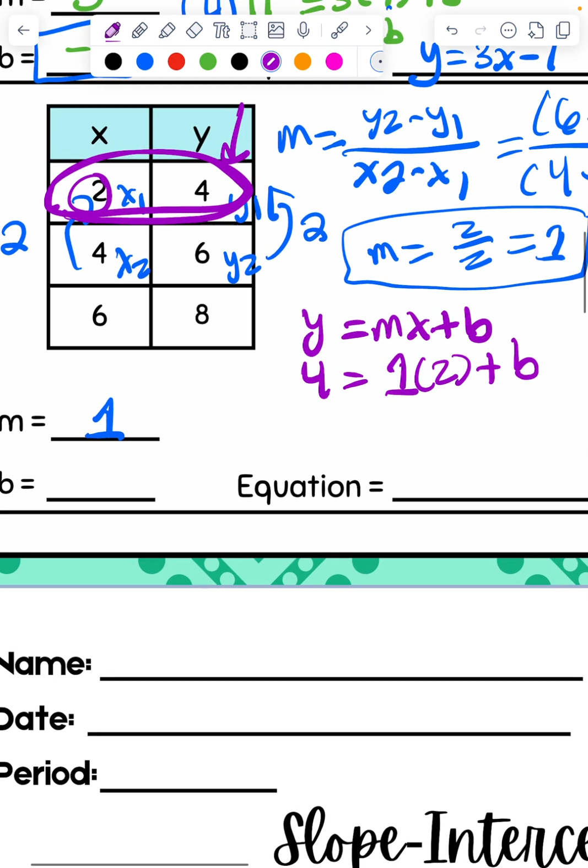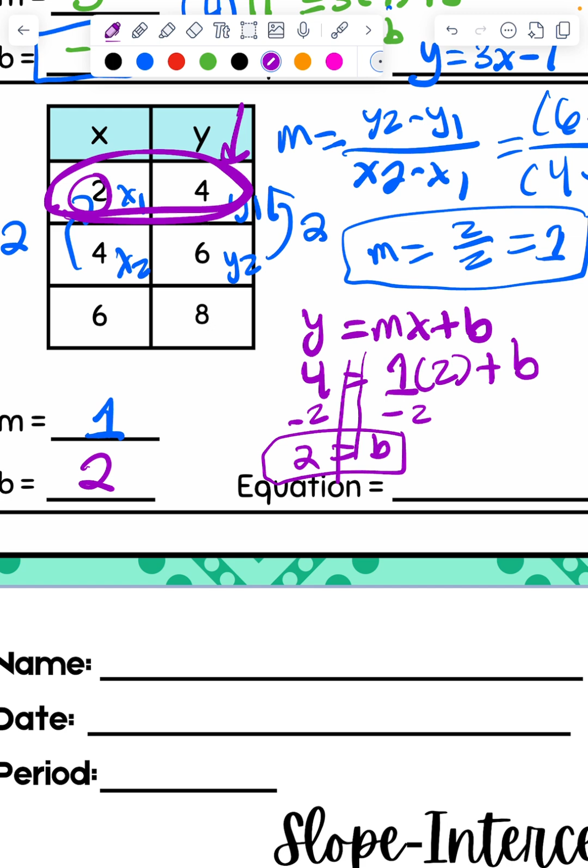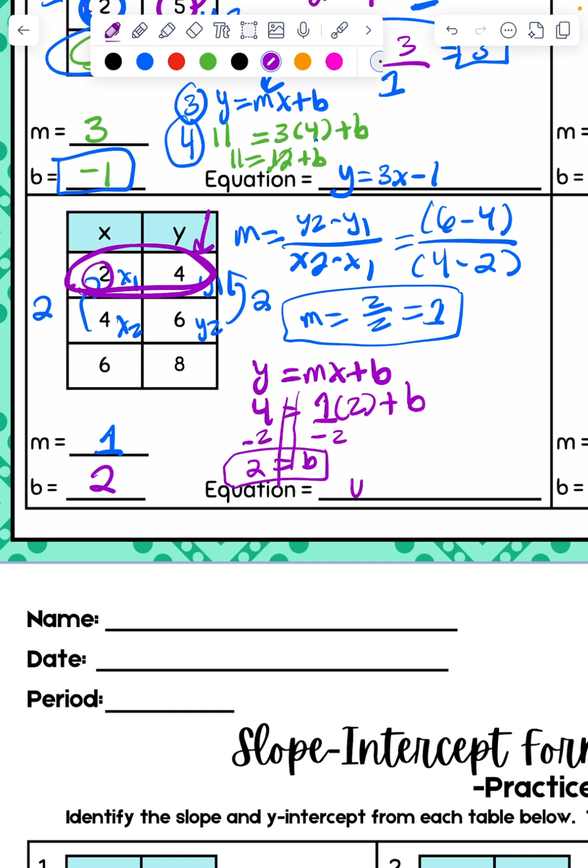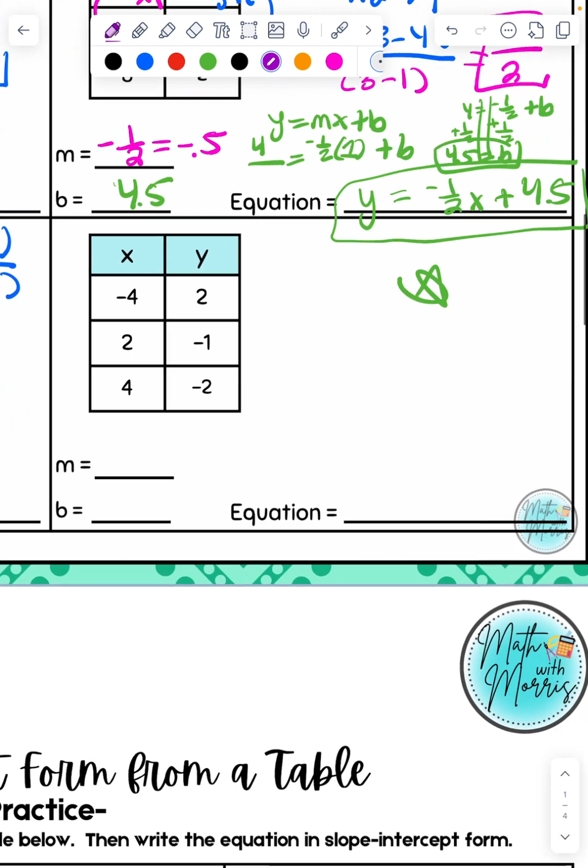Then I know 1 times 2 is 2, so I need to subtract 2 from both sides to find my y-intercept. So my y-intercept is equal to 2. So that means my equation of my line is y equals 1x plus 2 for my answer. Okay, let's try the next one.